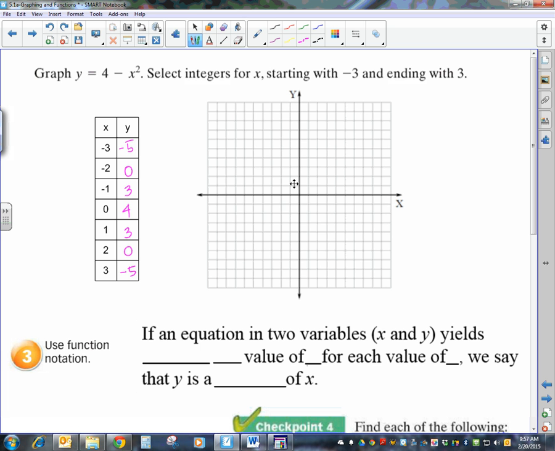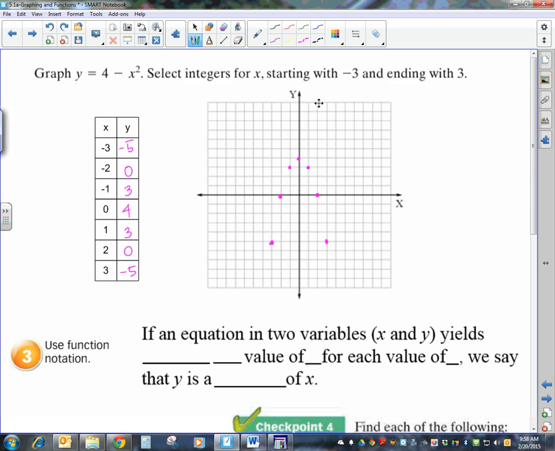So I'm going to go plot each of those points. Negative 3, 1, 2, 3, down 5, 1, 2, 3, 4, 5. So I'm plotting that point. At negative 2, I'm at 0. At negative 1, I'm at 1, 2, 3. 0, I'm at 4. 1, I'm at 3. Because each of these is your ordered pair, negative 3, comma negative 5, like I wrote on the page before. At positive 2, I'm at 0. And at 1, 2, 3, I'm at negative 5.